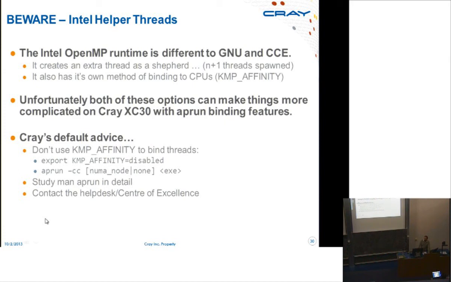Actually, turn most of the binding off, so run with cc numa_node or cc none, so that the threads aren't bound at all. This allows the operating system to level the wear across the CPUs effectively. Alternatively, you could study the aprun manual page in detail and work out a clever scheme using cc, which is possible, or you can contact either the Archer or HECToR help desks, depending on which system you're running on, or us at the Centre of Excellence for advice. There are ways around this, but they're very verbose.